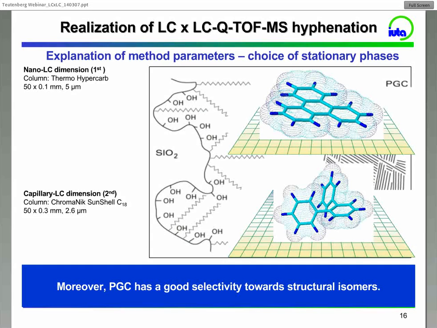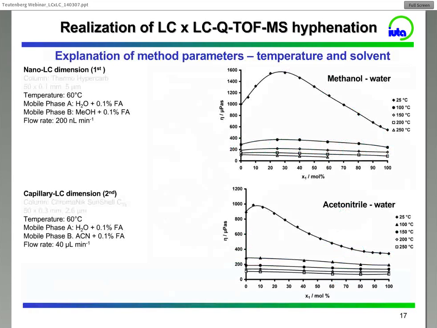So moreover, PGC has a very good selectivity towards structural isomers, as can be seen here. So the selectivity is also very different compared to classical silica-based materials. Now, temperature: we operated the system at slightly elevated temperature, 60 degrees. This is always beneficial to reduce the huge viscosity or pressure maximum you observe after running a solvent gradient. And this is also the reason why we used mixtures of water and methanol in the first dimension, because this is not the pressure critical separation.